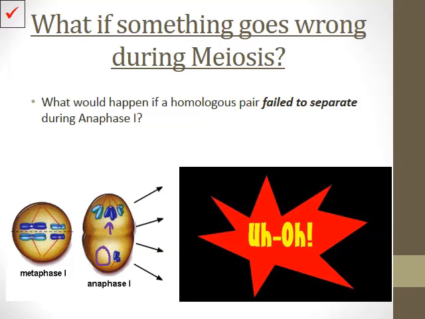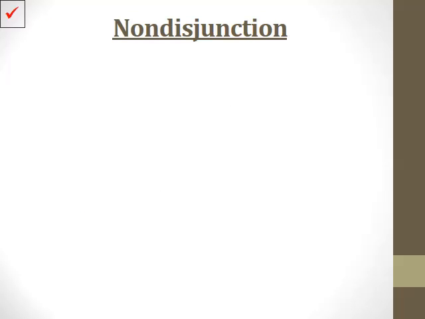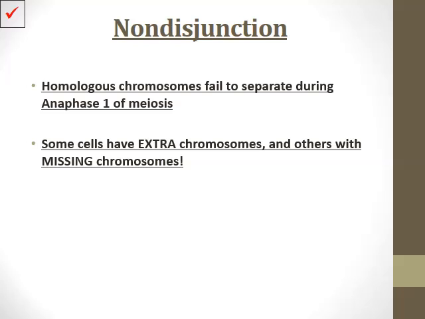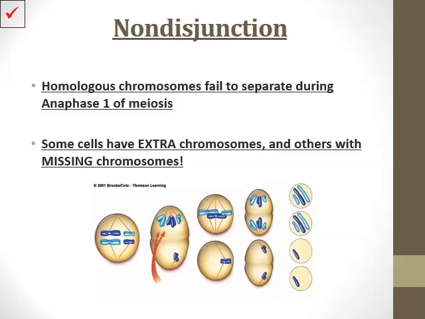So what would happen if our homologous pairs failed to separate during anaphase 1? Well, to be quite frank, we'd get an uh-oh. And uh-ohs are not a good thing. So let's talk about some specific examples of what might happen. What we call this is non-disjunction. This is when our homologous chromosomes fail to separate during anaphase 1 of meiosis. So some cells either have extra chromosomes while others are missing some. As you saw in the last slide, instead of having 2 on each side, we had 3 on one side and only 1 on the other. So we had one cell that'll have too many and one cell that'll have too few. Like we said, this can cause a serious problem.